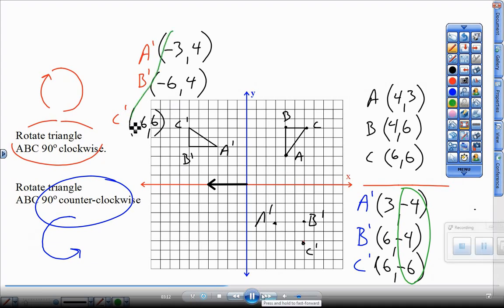Notice again, when you turn to the right, flip the points around, make that right point opposite. When you turn a quarter turn to the left, flip the points around, make the x one opposite.